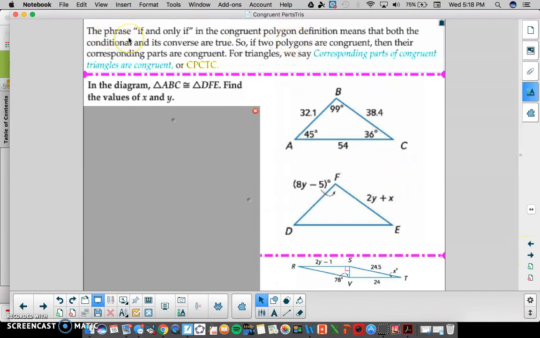Now, the phrase if and only if in that congruent polygon definition means that both the conditional and its converse are true.